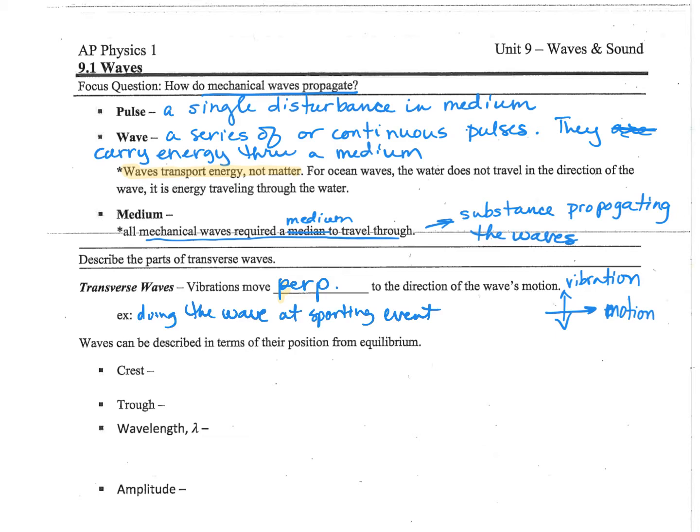Waves can be described in terms of position from equilibrium. You've seen this before. Crest. Crest is going to be the highest point, the highest point above equilibrium. Trough is going to be what then? Yep, lowest point.